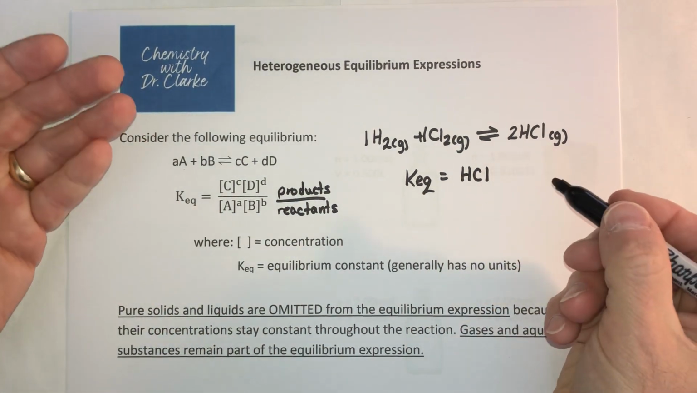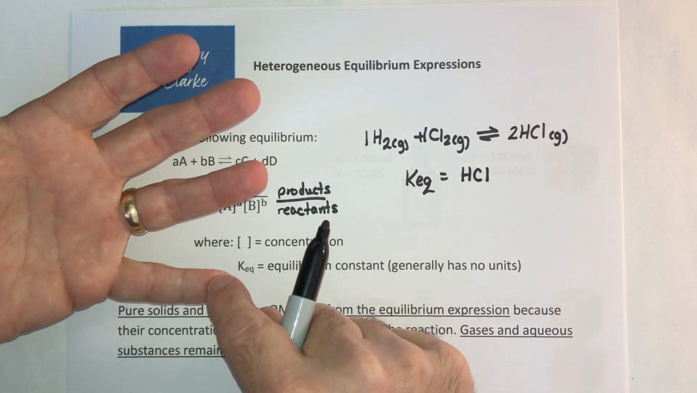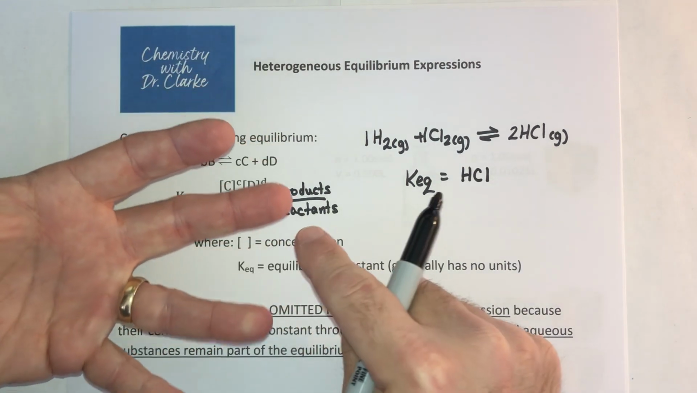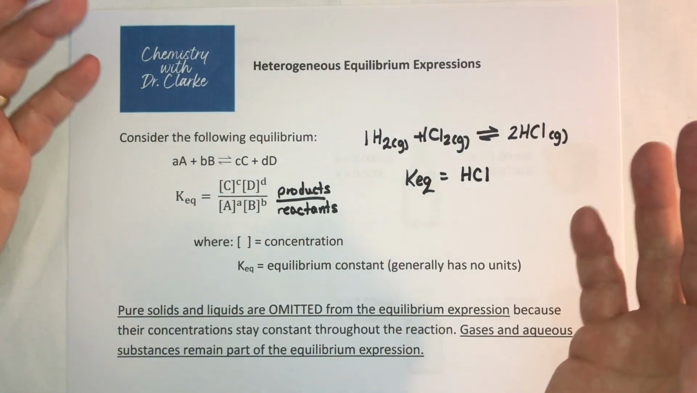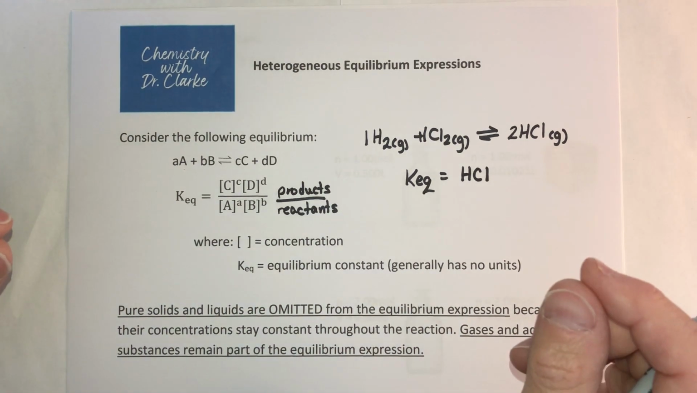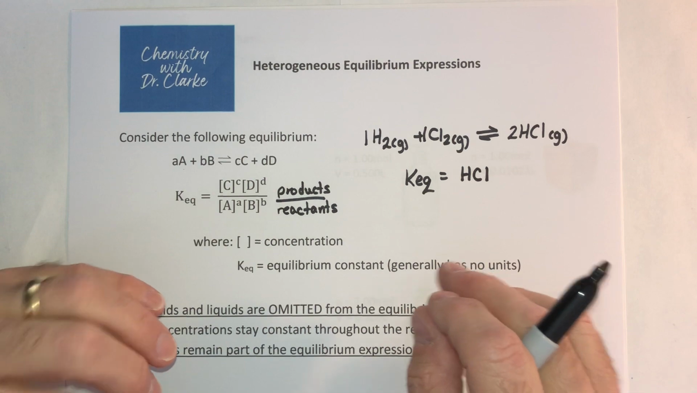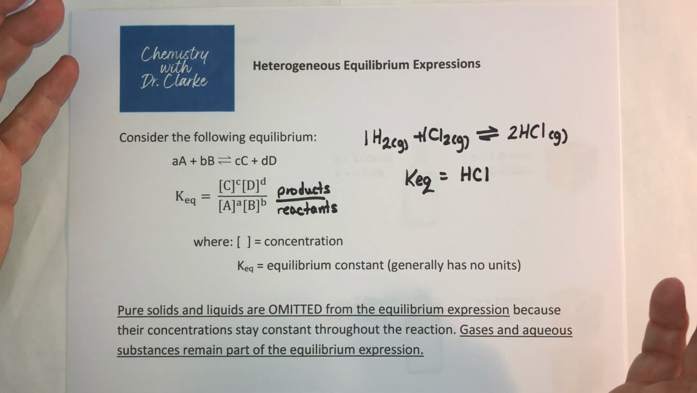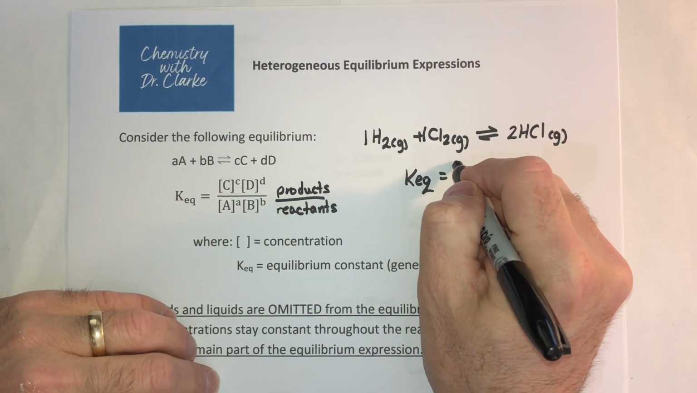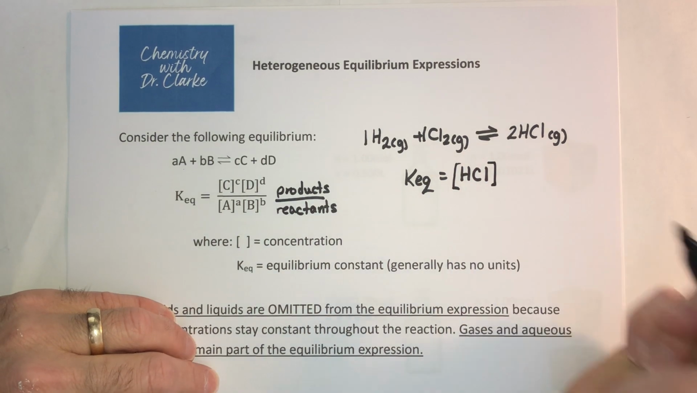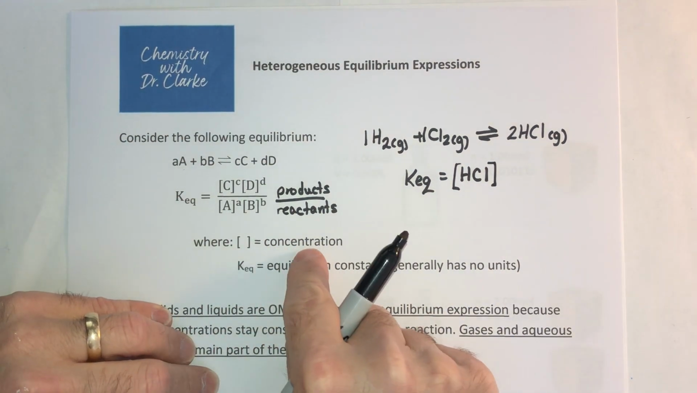Now, I could know a lot of things about the HCl. I could know the number of moles, or its volume, or its mass, right? There's a bunch of things. But the one that I'm going to focus on is concentration. And in order to tell everybody that concentration is what I'm focused on, the way that I'm going to show that is by putting square brackets around it. Square brackets mean concentration.